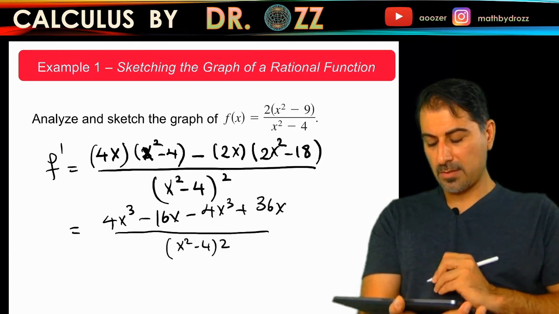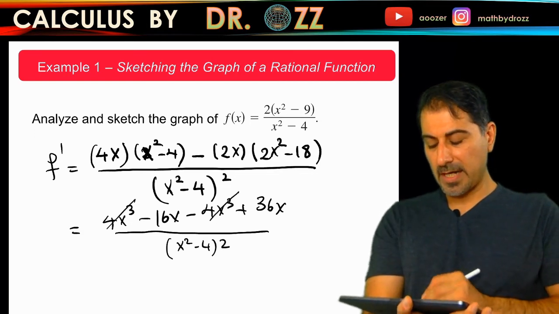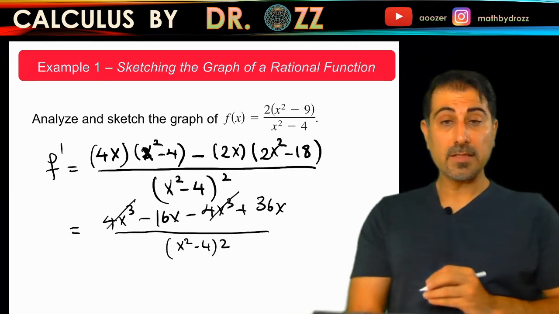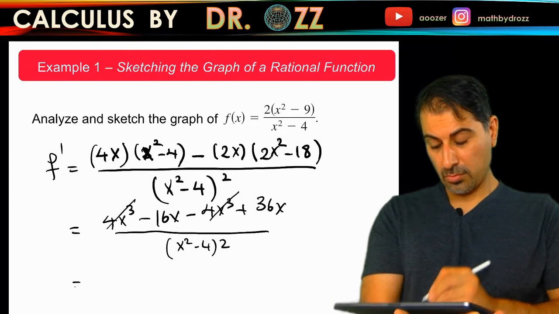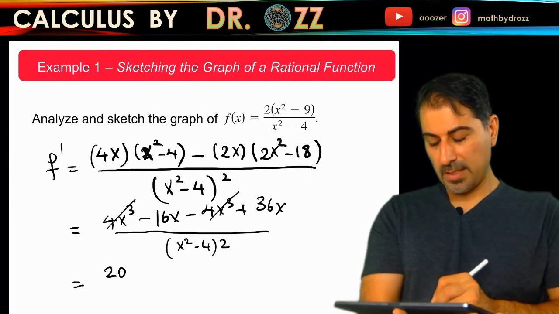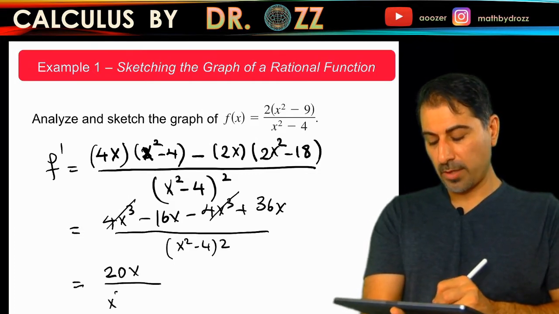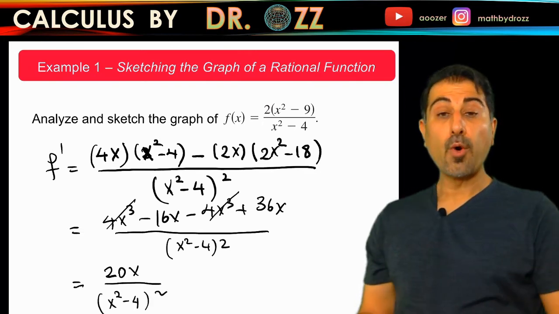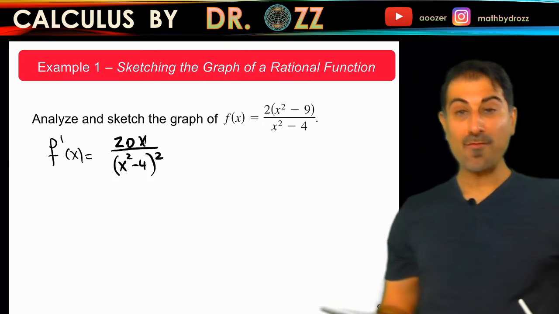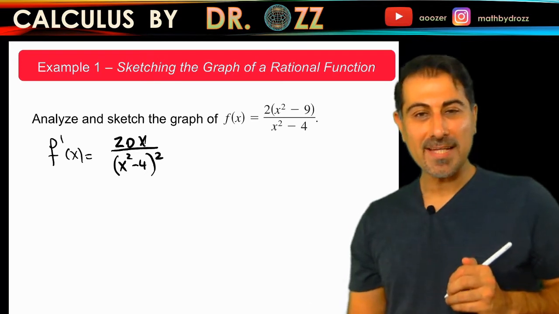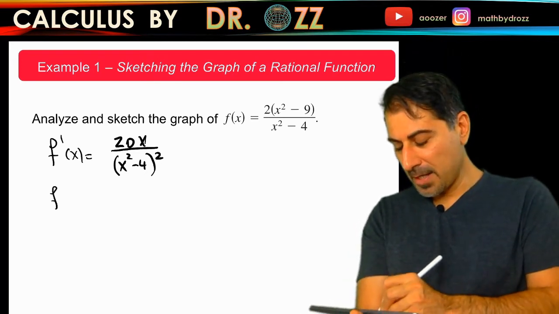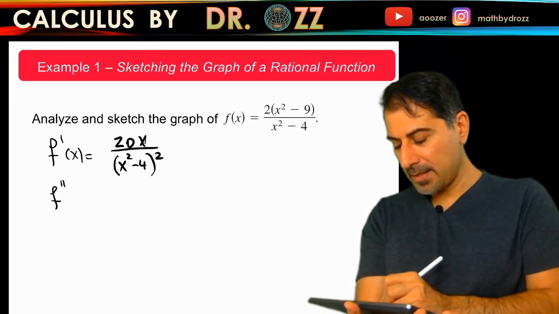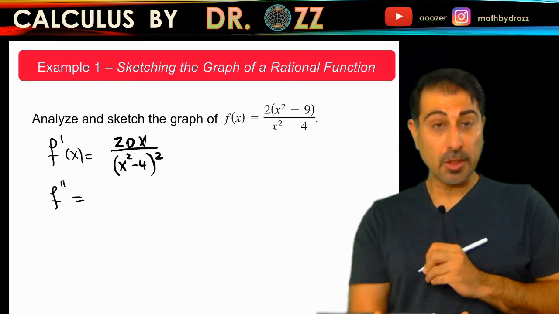All right, so this implies that once these guys are canceled out, we have 20x dividing x squared minus 4 quantity squared. Now we have f prime, so why don't we go ahead and find f double prime, and we're going to apply the same idea. We're going to use the quotient rule.